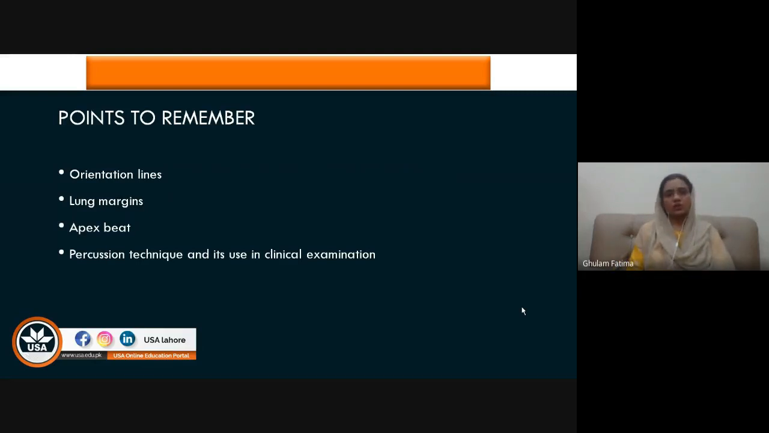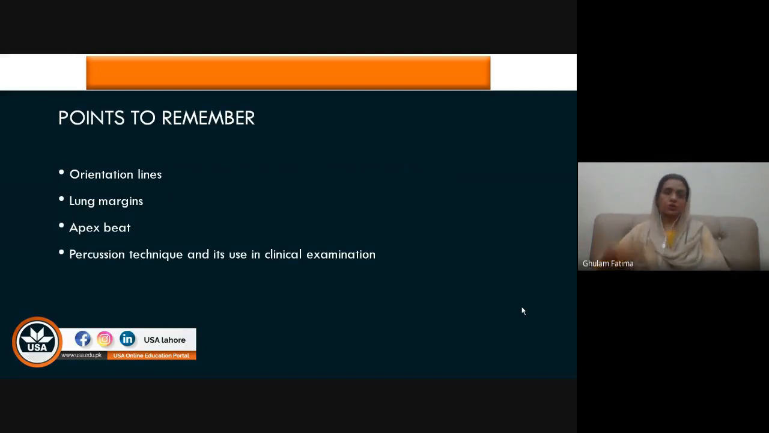So what are the points to remember? The points to remember in today's session are, what are the orientation lines? There are three orientation lines in the anterior: the mid-sternal line, and the mid-clavicular line, left and right. There is your mid-vertebral line and scapular line, right and left, the mid-axillary line, anterior axillary line, and posterior axillary line. So these are the main orientation lines.